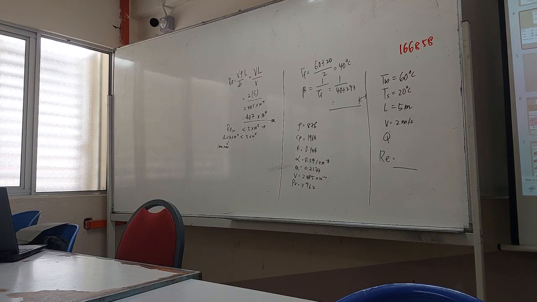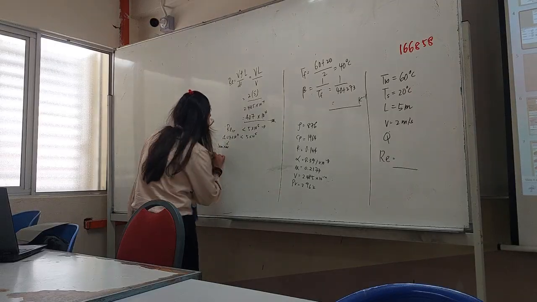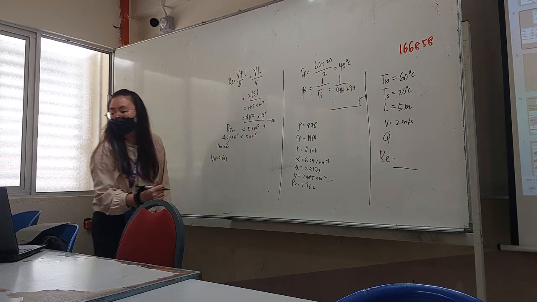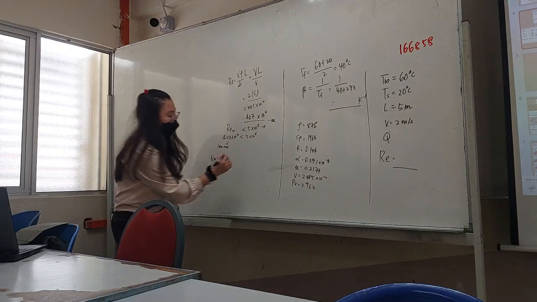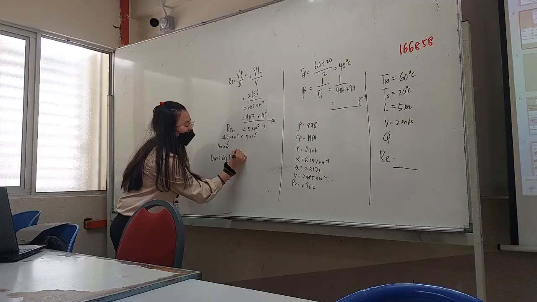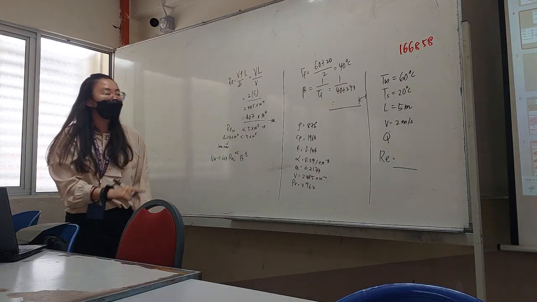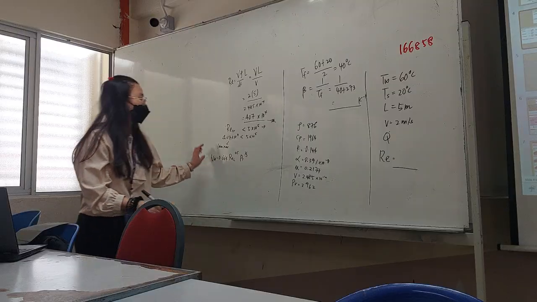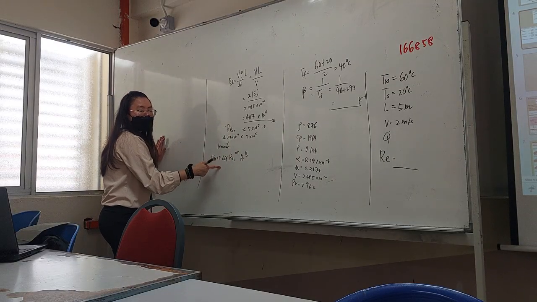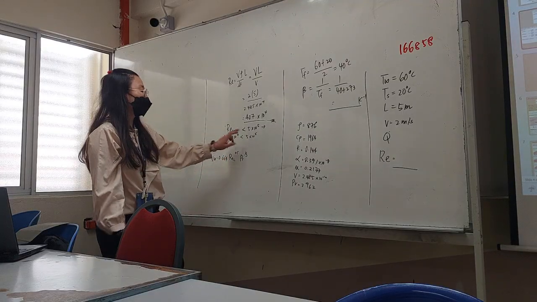So for laminar, the Nusselt number equals 0.664 Reynolds number to the power 0.5, Prandtl number to the power 1/3. If the question doesn't give you this one, you need to refer to the property tables to get all of it. You need to remember the equations. You need to know this number.